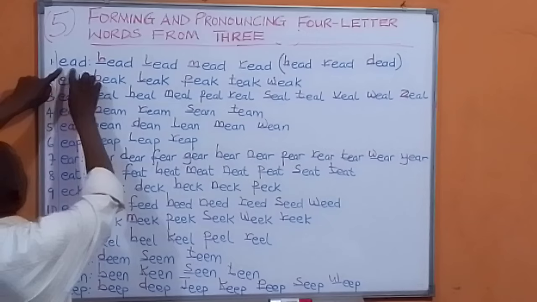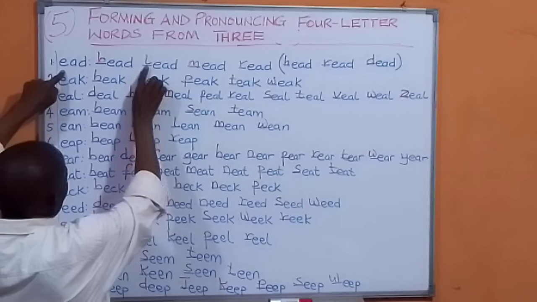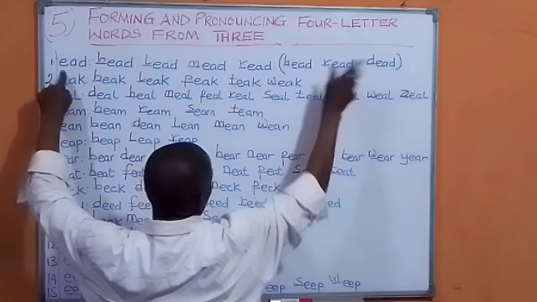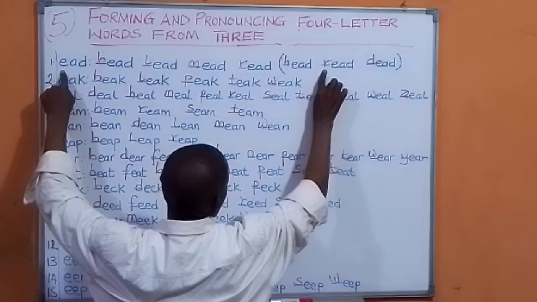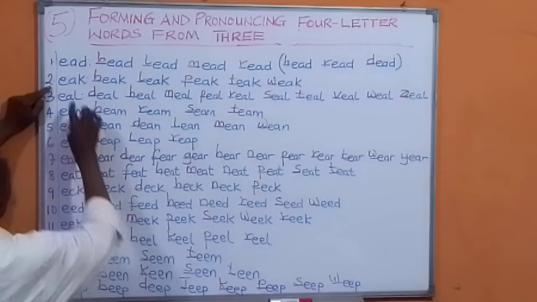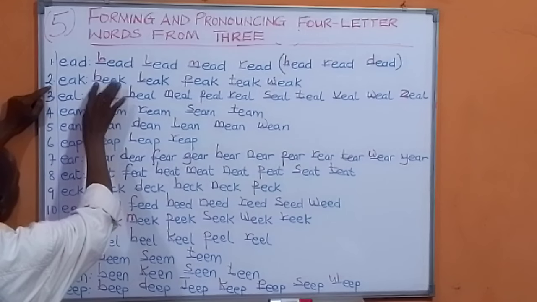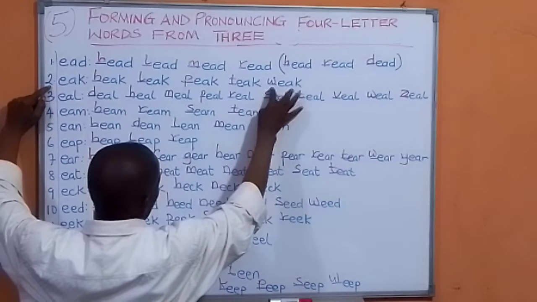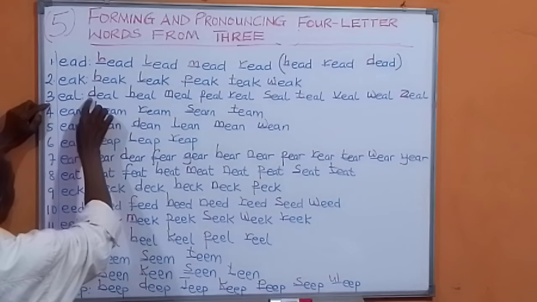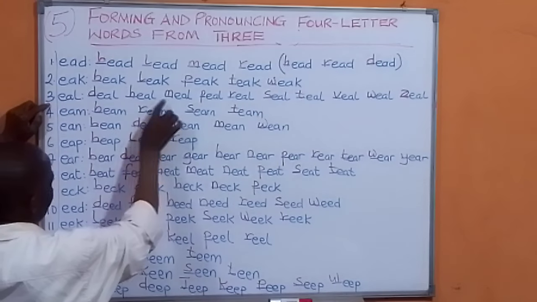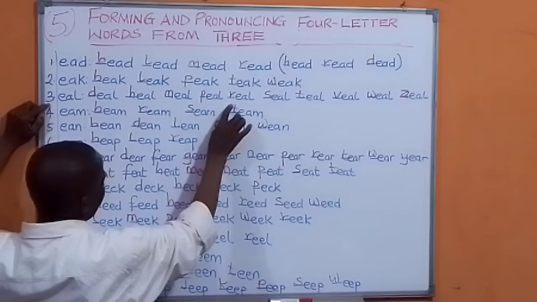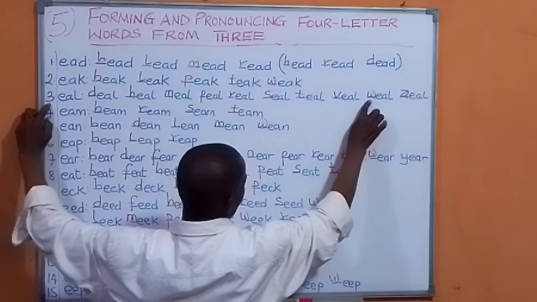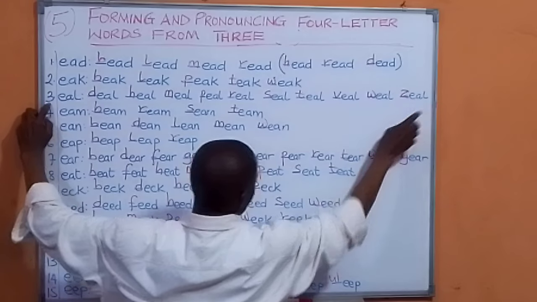Now let's quickly go through what we have done to see. We have id, we have bid, lead, meet, read. Here is going to be a different sound. Head, red, dead. Okay. Let's come to ik. Big, leak, pig, tick, weak. Let's go to ear. Deer, hear, meal, peel, real, seal, tear, veal, wheel, this is zeal.